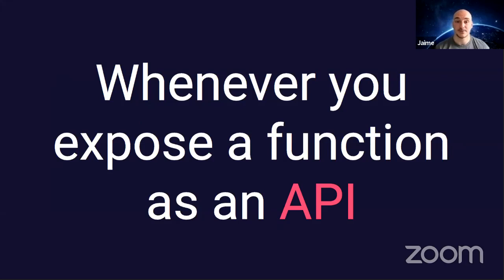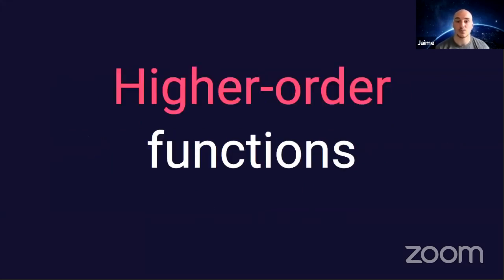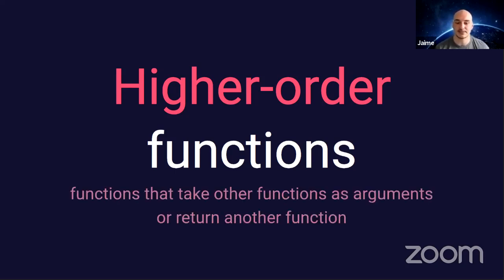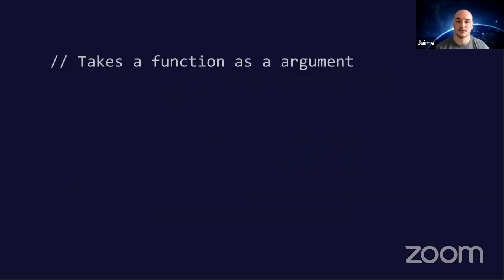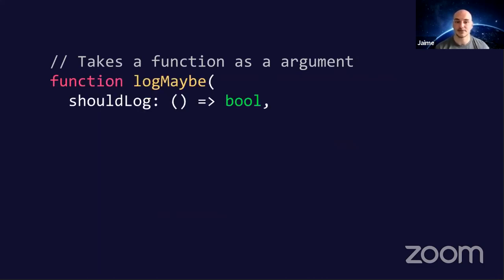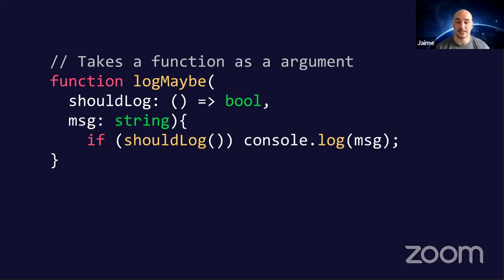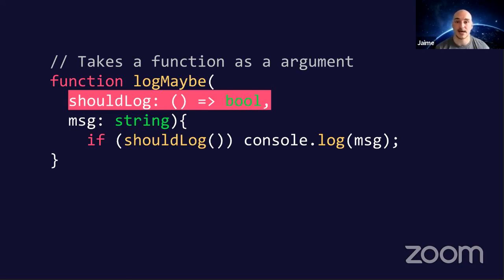Whenever you expose a function as an API, you use functions as values, or also when using higher order functions. This is very common in functional programming. A higher order function, if you're not accustomed to it, is a function that takes other functions as arguments or returns a function. For instance, we have this function that takes a function as an argument. It's a log maybe function. So it takes a predicate that says should log and a message. And if the predicate is true, then it logs the message. And this in here, this is how we type a function as a value and how it can be useful to implement higher order functions.